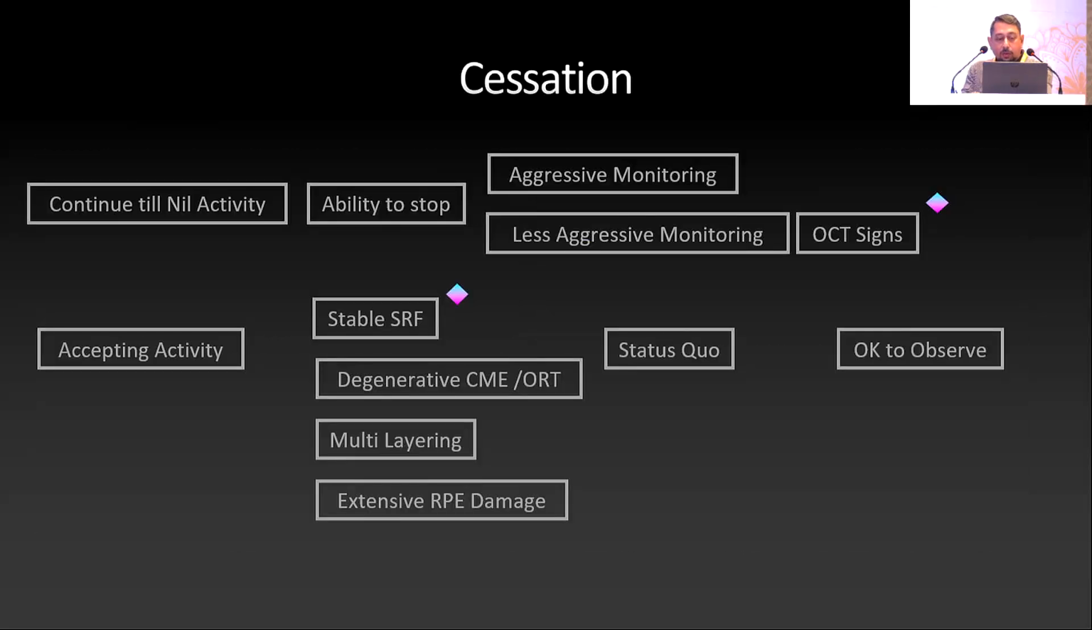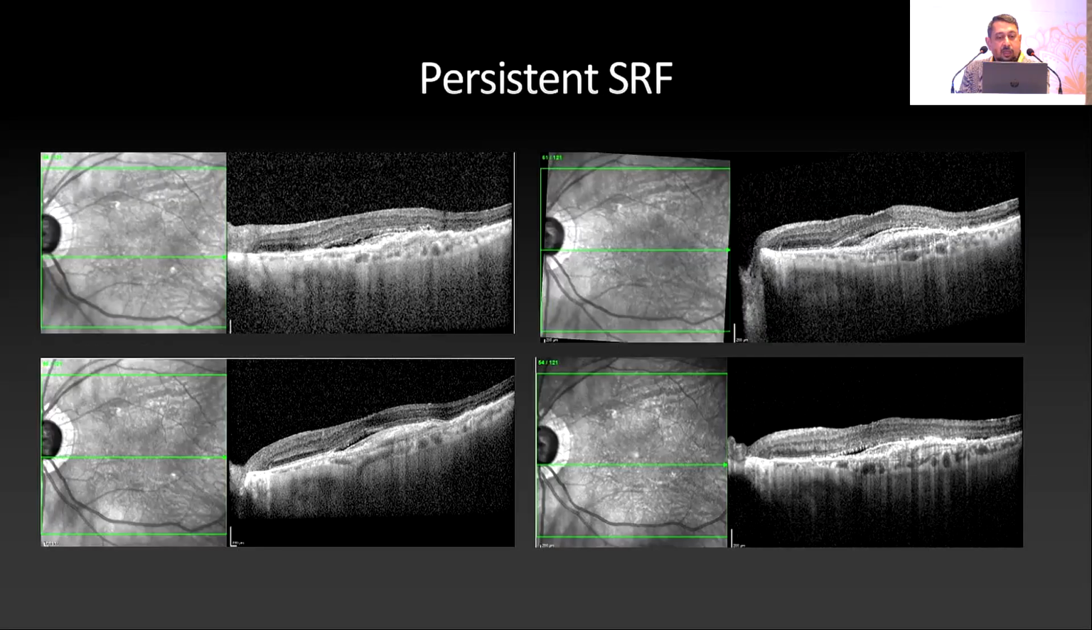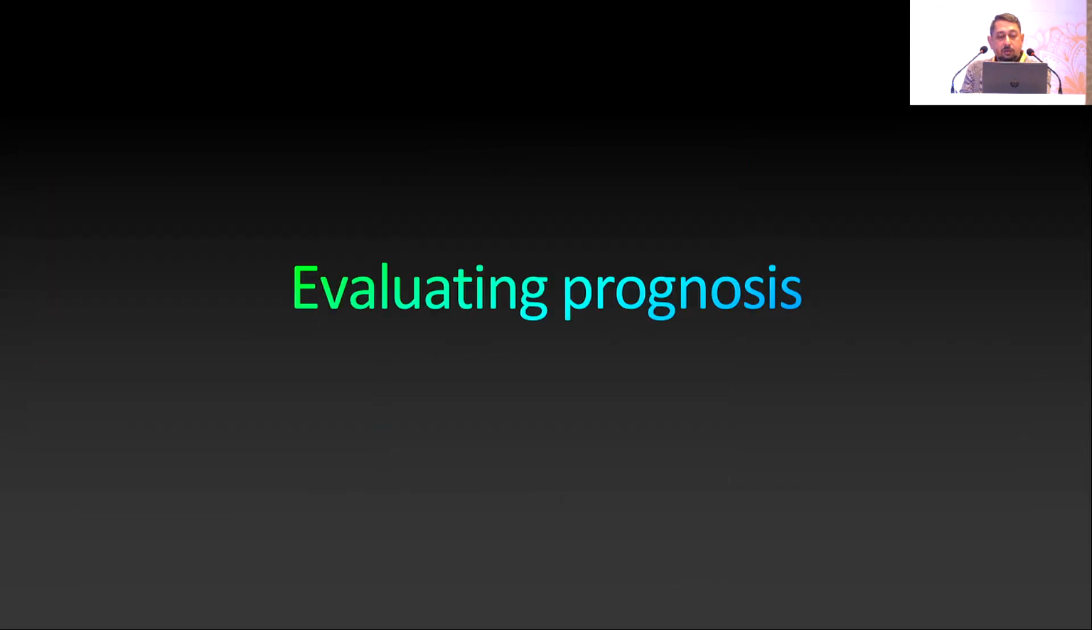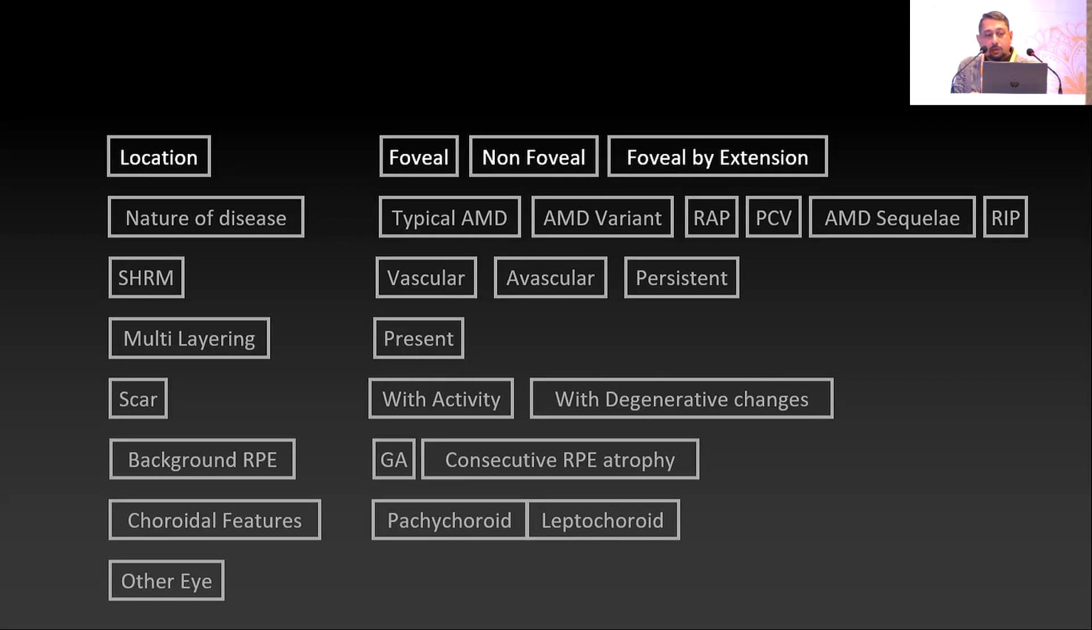When can you accept stopping treatment? That is, if you have a stable SRF, when the patient develops degenerative CME or ORT, when you have multi-layering, it's a sign where the treatment can be slightly slowed down. And if you have extensive RPE damage and evolving geographic atrophy, again, you slow down treatment. So this is the algorithm for that. Persistent SRF, ORT. And I just go to the last part, evaluating prognosis.